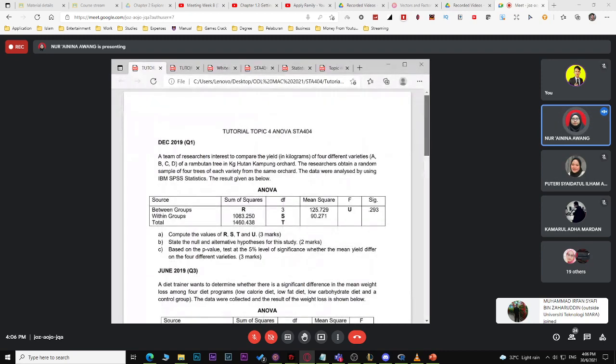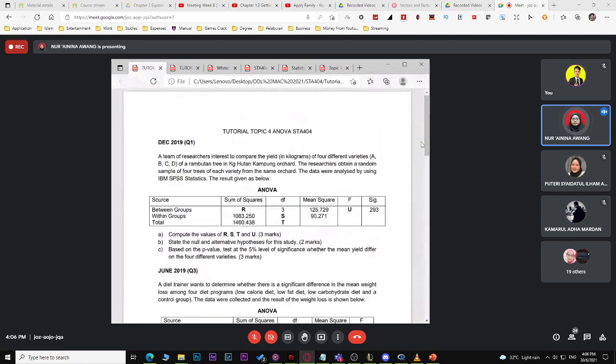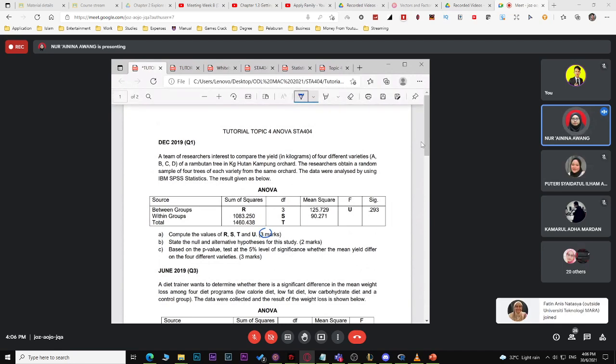If you look at the example here, there are 1, 2, 3, 4. Okay, only 4 semesters. For the first question, December 2019, the question already gives you the ANOVA table. For A, compute the value of R, S, T, and U. In this question, since you see the marks are only 3 marks, you know that to calculate the value for R, you need to have your data. T1 squared over N1 plus T2 squared over N2.